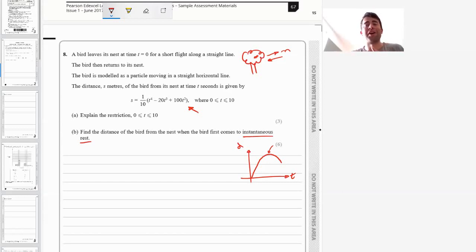So I spoke about word associations in paper 1. Instantaneous rest, to me, immediately makes me think that the gradient is 0, the velocity is 0, that in this case we've got s and t, ds by dt equals 0. Get that association in your head as well.